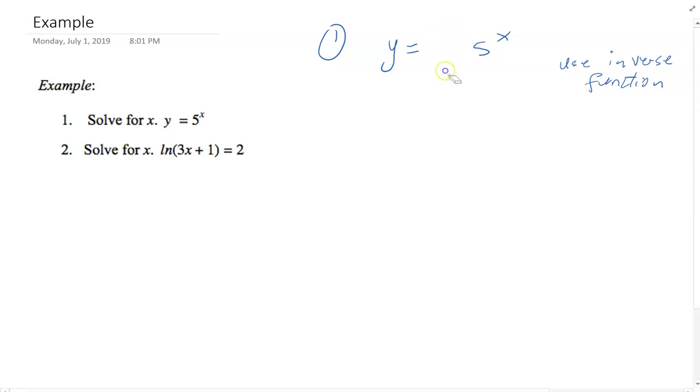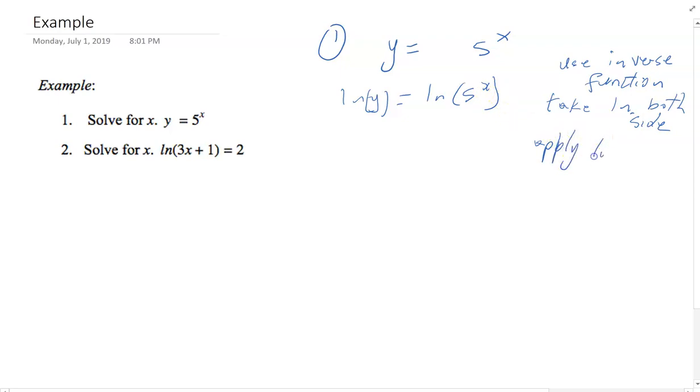Okay, so let's look at some examples. First one, solve for x, y equals 5 raised to the x. Now y is equal to 5 raised to the x. You want to find x, so we can use the inverse function. That is, we can take ln of both sides. We have ln of y equals ln of 5 raised to the x. Then we can apply a property of logs to the right side.